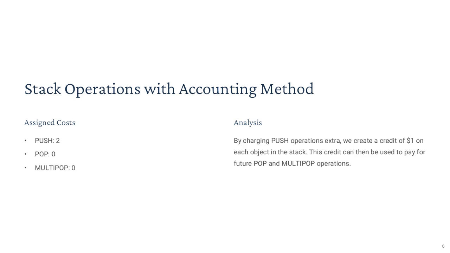For example, when a multipop operation removes multiple items from the stack, the cost is effectively covered by the credit stored on those items. By ensuring that the total credit in the system remains non-negative, the accounting method guarantees that the amortized cost of a sequence of n operations is proportional to its actual cost. This makes the amortized cost of each operation constant time, or O(1), highlighting the efficiency of the method.